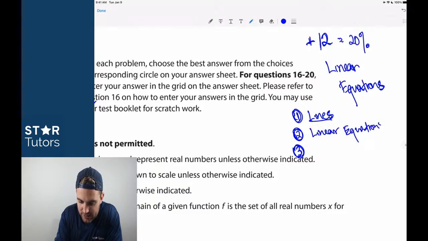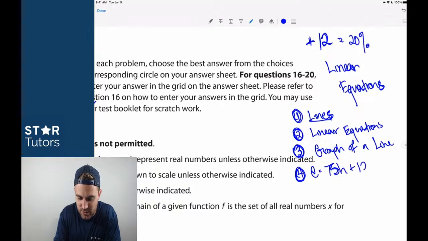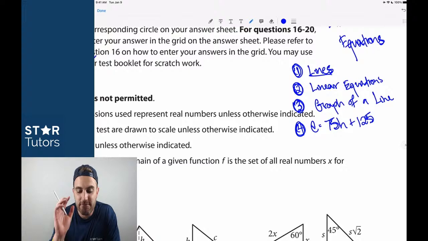I'll even add a fourth: I see a graph of a line. And sometimes even number 4 is if I get a y equals mx plus b equation in a different form, like we saw earlier, C is equal to 75h plus 125. If I am given one of those equations, the first thing I'm going to do on that problem is write out y equals mx plus b.